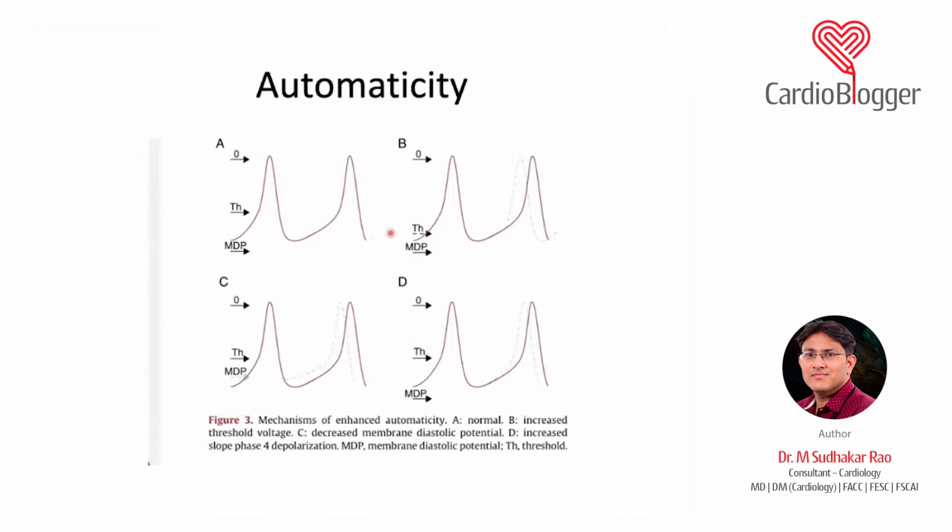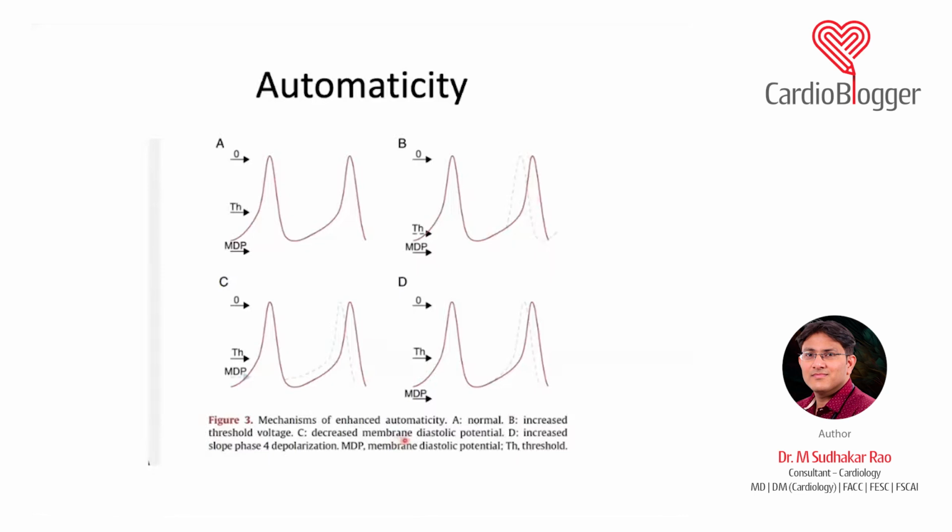These are the pacemaker cells. This is the normal automaticity. Figure B is increased threshold voltage. You can see the threshold voltage which was here now has started to discharge before only. So this is the enhanced automaticity.